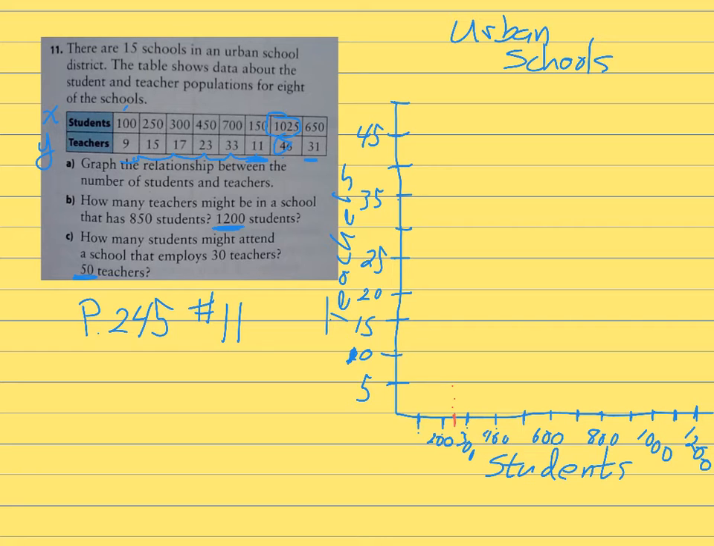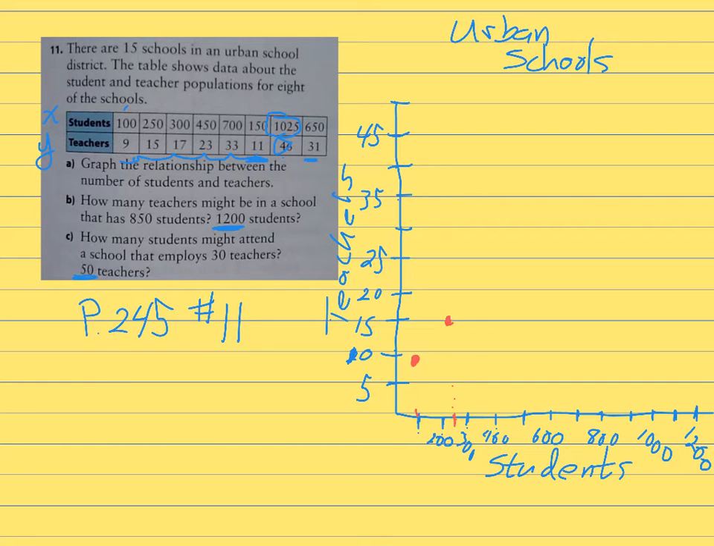And I need 9 teachers and 100 students. So 100 students, there were 9 teachers. So we're just going to estimate where that would be. That looks to be about 9. Okay, at 250, so that's this red line that we did, there were 15 teachers.